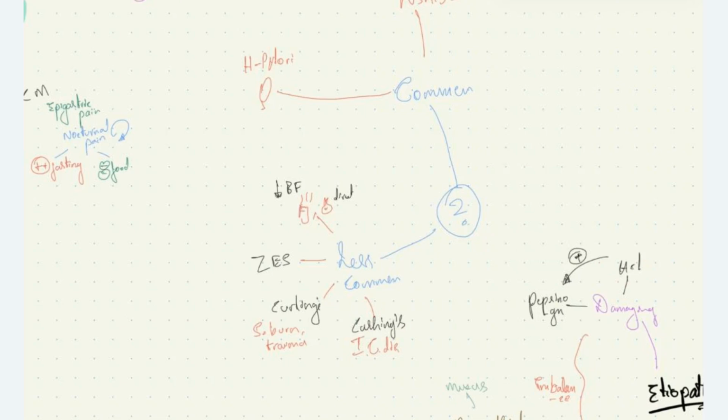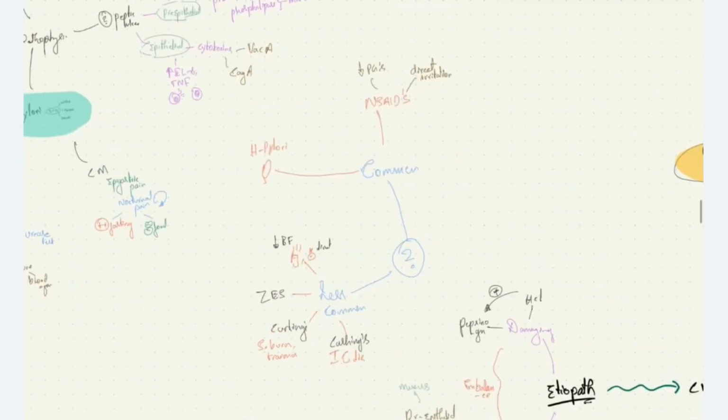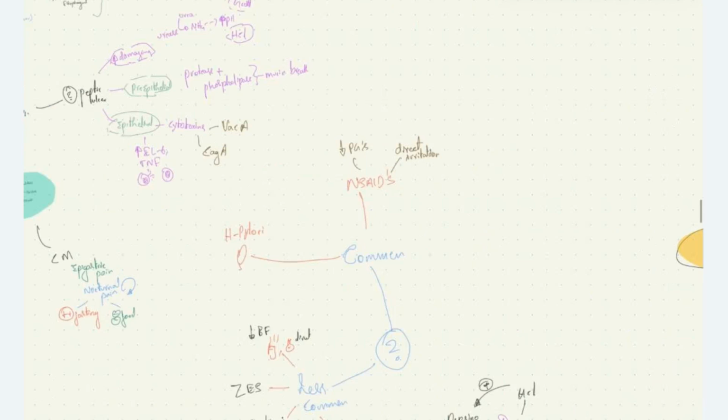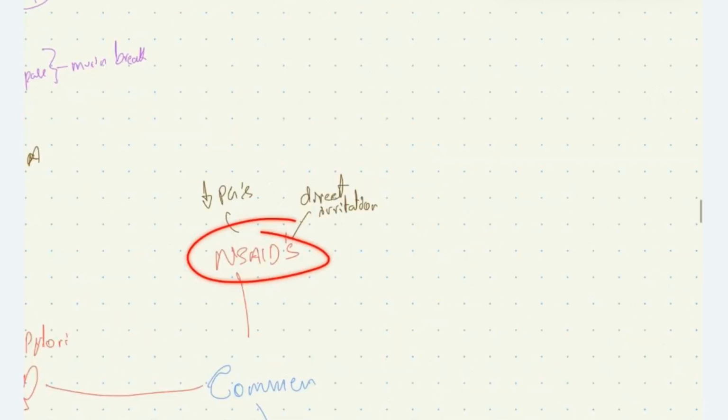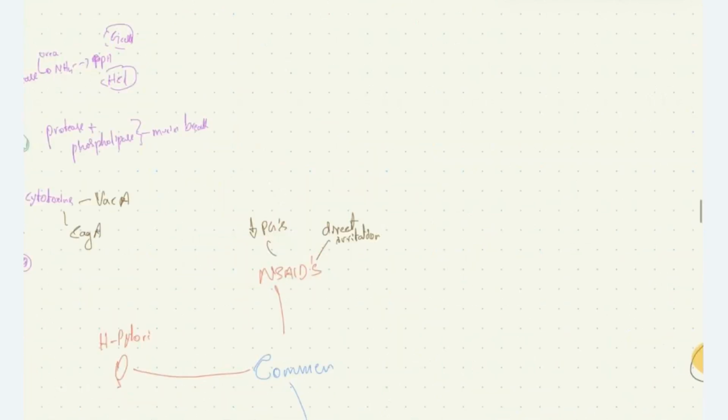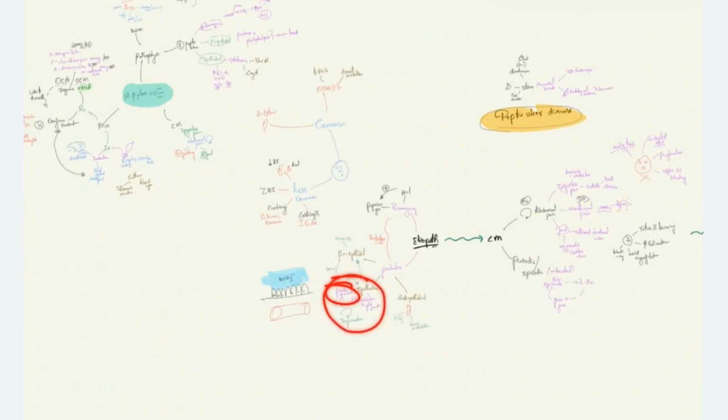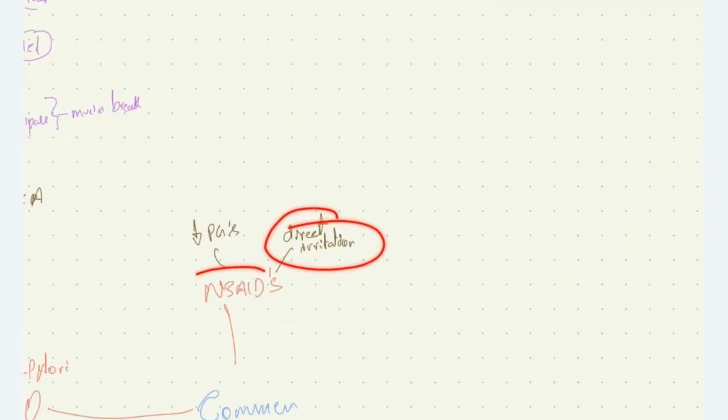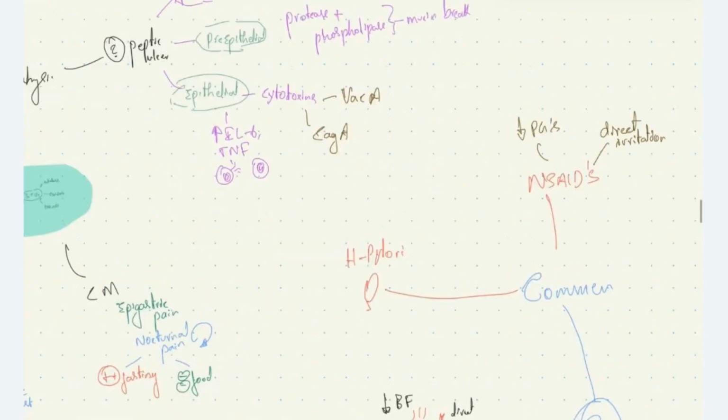Then we know that the most common causes are NSAIDs and H. pylori. Why do NSAIDs cause peptic ulcer disease? The NSAIDs cause peptic ulcer disease by reducing the prostaglandin at the level of epithelium, which has secondary effects which we already discussed. Also the direct irritation: the NSAID tablets when we take, it dissolves in the stomach mucosa and it has a direct irritating effect on the gastric mucosa, causing peptic ulcer disease.